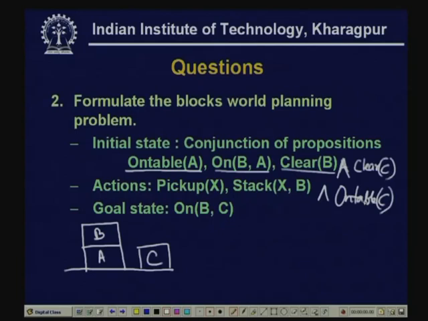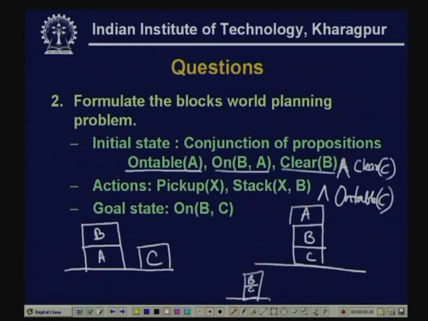Then we have to specify a description of the goal state. Suppose in the goal state we only need to give a partial specification. For example, I can say that B should be on top of C. So, this, as you see, is a partial specification of a goal state, and there could be several states which satisfy this condition. For example, this is a state which satisfies the goal condition, B is on top of C. This is another state which satisfies the goal. There are several states which can satisfy the goal.